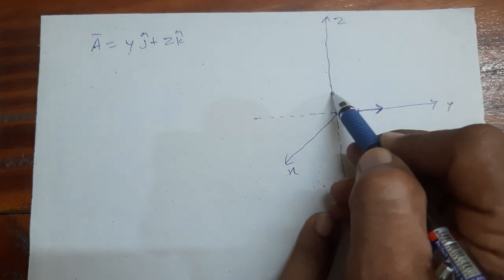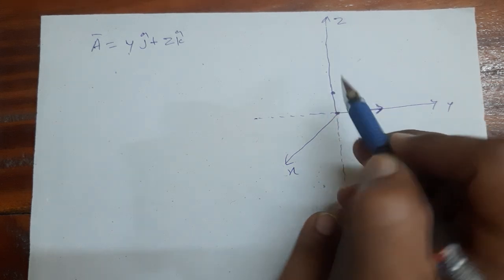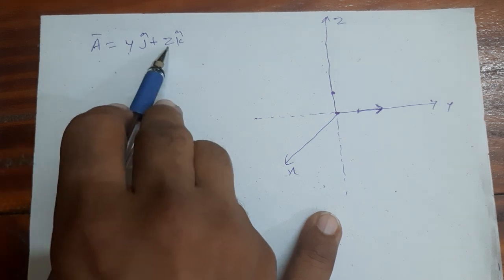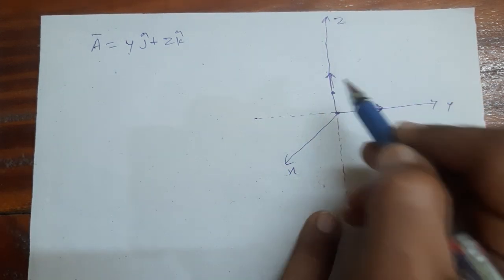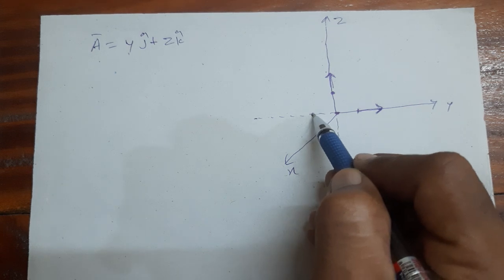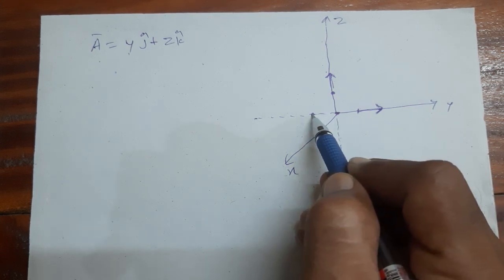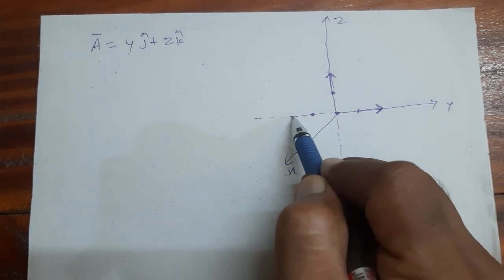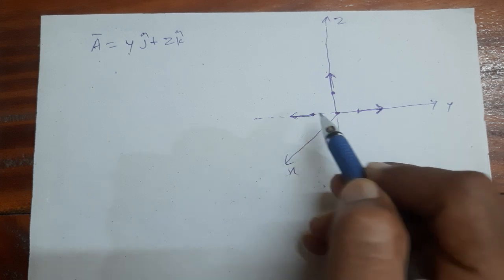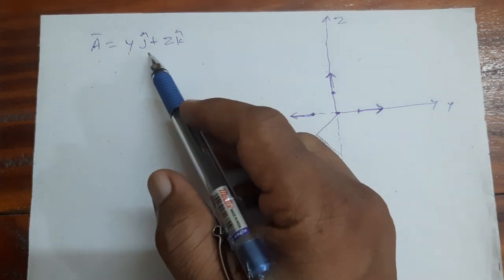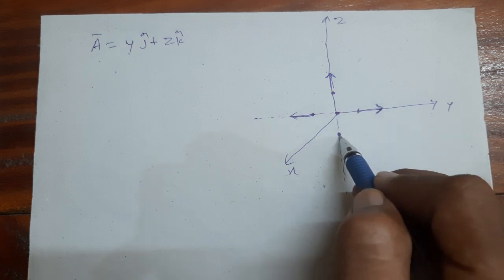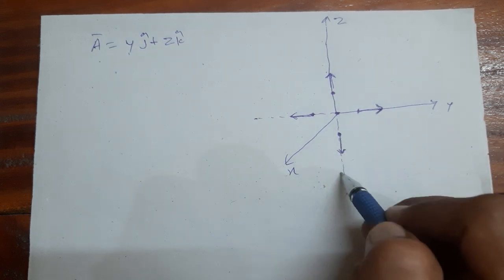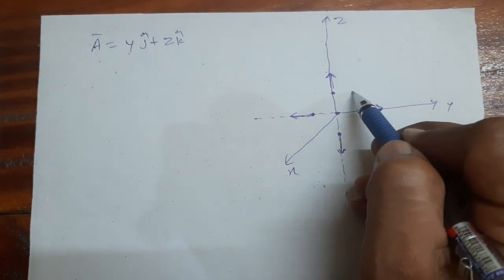If I think about a point 0, 0, 1, that is along the z-axis, it is 1 k cap, therefore the vector function will be along the z-axis. Similarly, you can test for y equal to minus 1, x and z are 0, the function will be along the minus y-axis, that is minus j cap. At z equal to minus 1 with x and y 0, the function will be minus k cap, that means along the negative y-axis, negative z-axis.